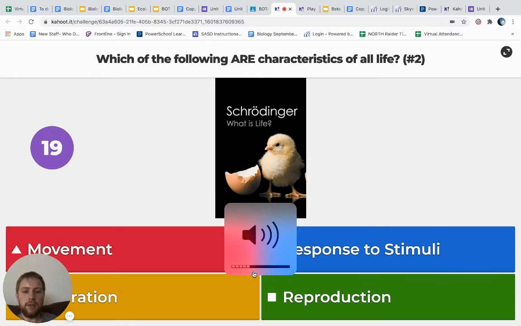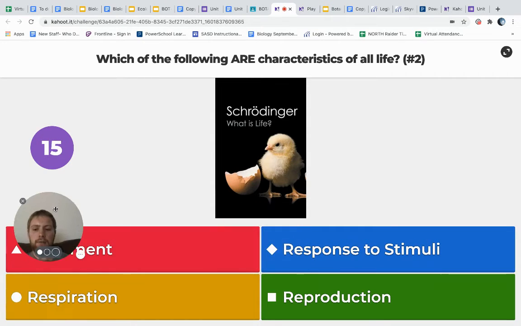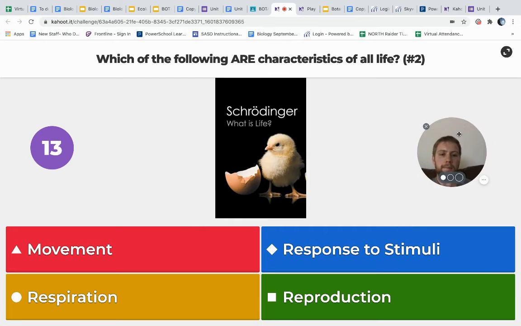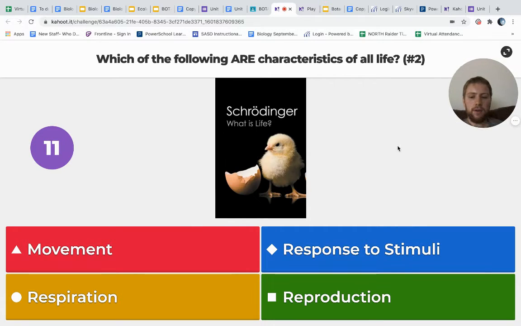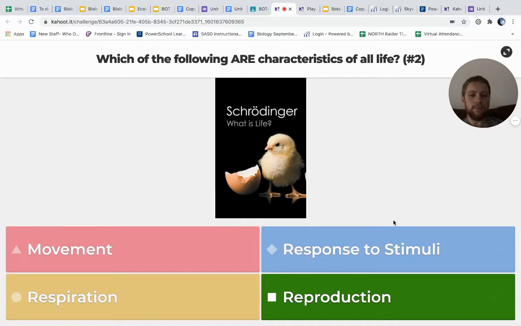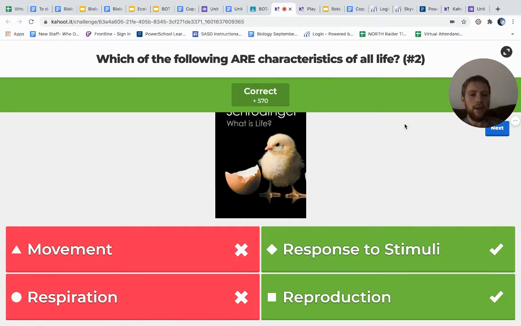So let's think about this. Which of the following are characteristics of all life? All right, so we got a timer here. So make sure that you remember movement was not one of them, and breathing or respiration is also not one of them, but either of these would work, right? And notice, so I have number 2 written here. So essentially this is number 2 on the study guide.